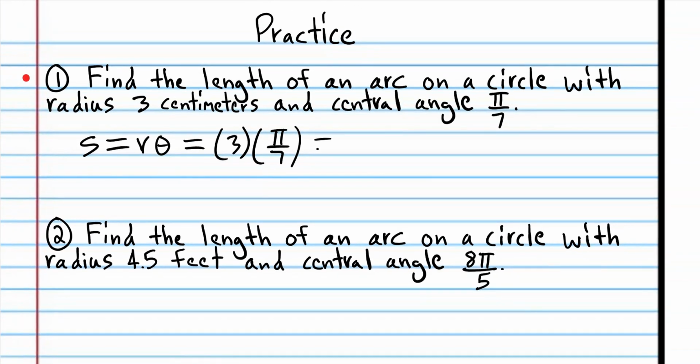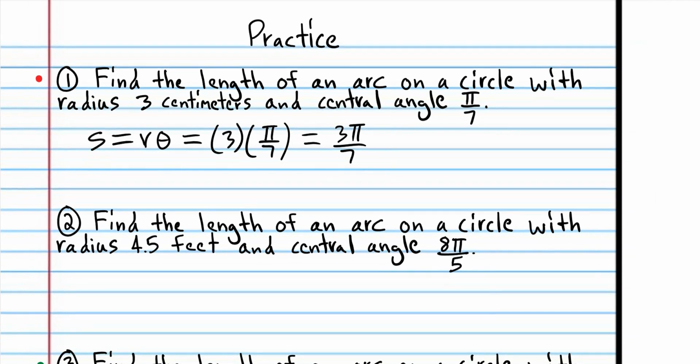Now it doesn't say to round off, so we can just leave our answer as 3 pi over 7 centimeters. So that's the answer for number 1.